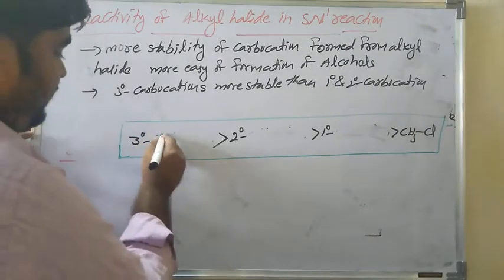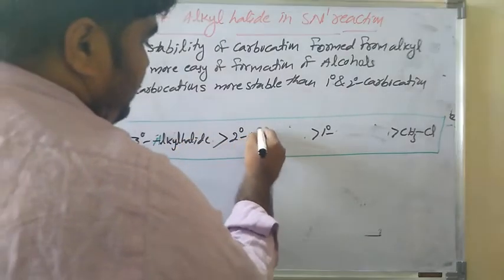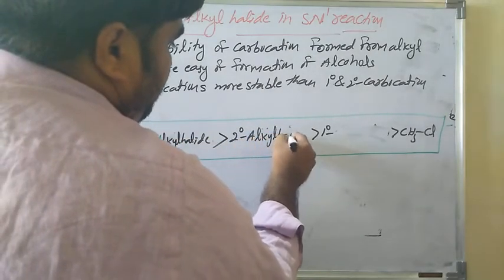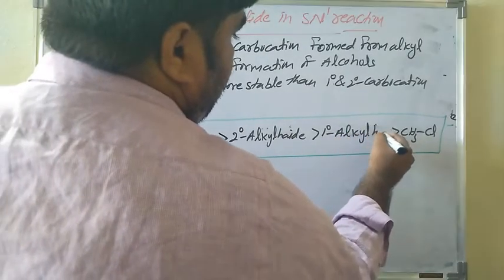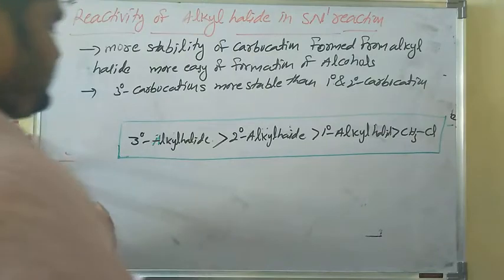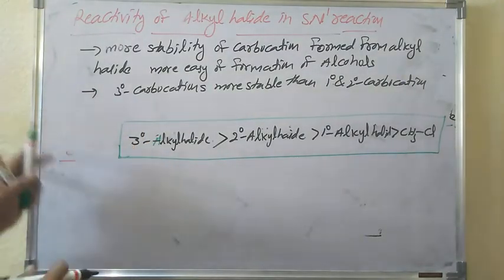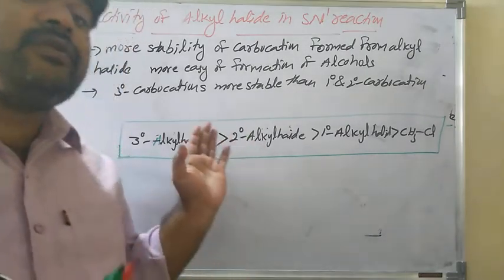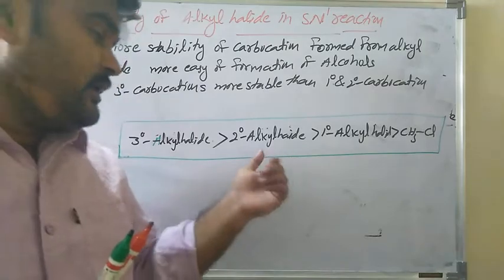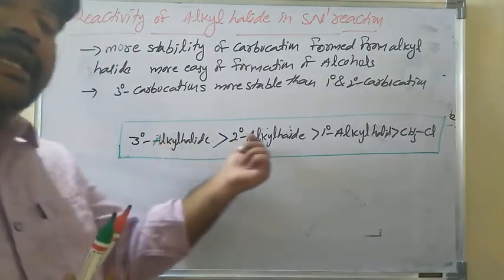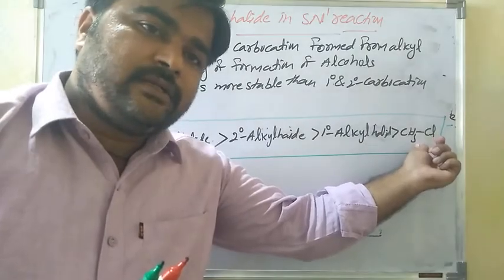Tertiary alkyl halide, secondary alkyl halide, primary alkyl halide. It is SN1 reaction. In SN1 reaction, which alkyl halide is more reactive? Tertiary alkyl halide is more reactive, then secondary alkyl halide, then primary alkyl, then methyl chloride. So it is SN1 reaction.